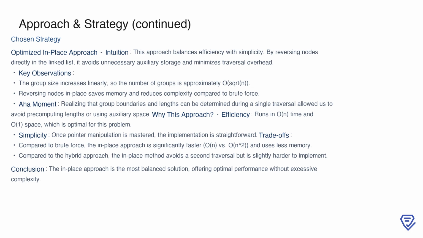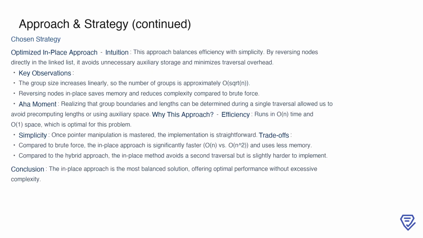A key insight is that group sizes increase linearly, meaning the number of groups is proportional to the square root of the total number of nodes. This insight allows us to determine group boundaries and lengths during a single traversal, eliminating the need for extra computations or space. The time complexity of O(n) and space complexity of O(1) make this approach optimal.